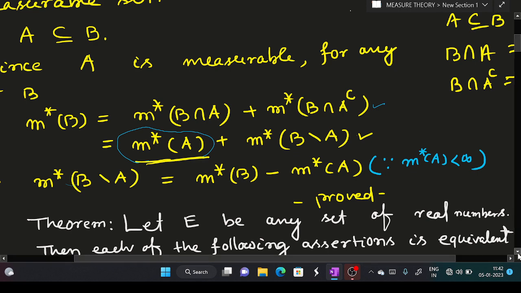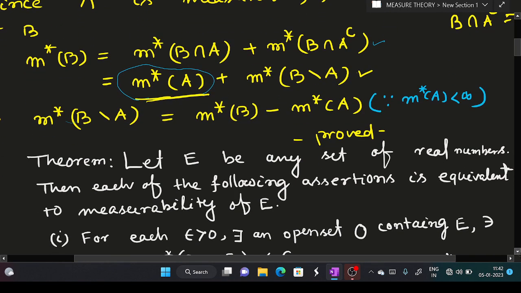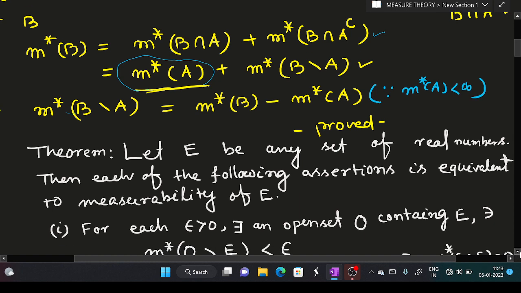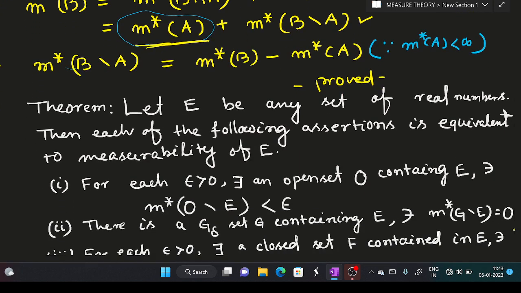Now let us prove a theorem. This theorem gives us several equivalent conditions that a set E satisfies when it is measurable. If E is any set, then E is measurable is equivalent to saying that for each epsilon greater than 0, there exists an open set O containing E such that m star of O difference E is less than epsilon.